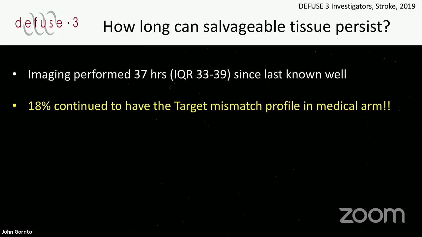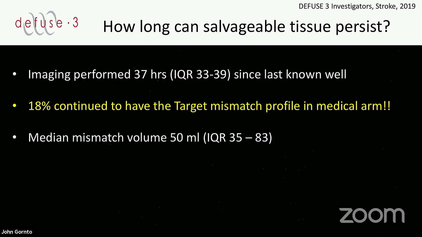18%. Okay, so we're losing the penumbra over that 24 hours in the vast majority of patients. 80%, the penumbra is disappearing, but 18% of these patients still have it at 37 hours. And when we were screening for DEFUSE 3, it was about 50% of the patients who met the imaging criteria. So of those 50%, you still have about 20%, so that could be as many as 10% of all MCA and ICA occlusions could have this incredibly long treatment window. Their mismatch volume has decreased.